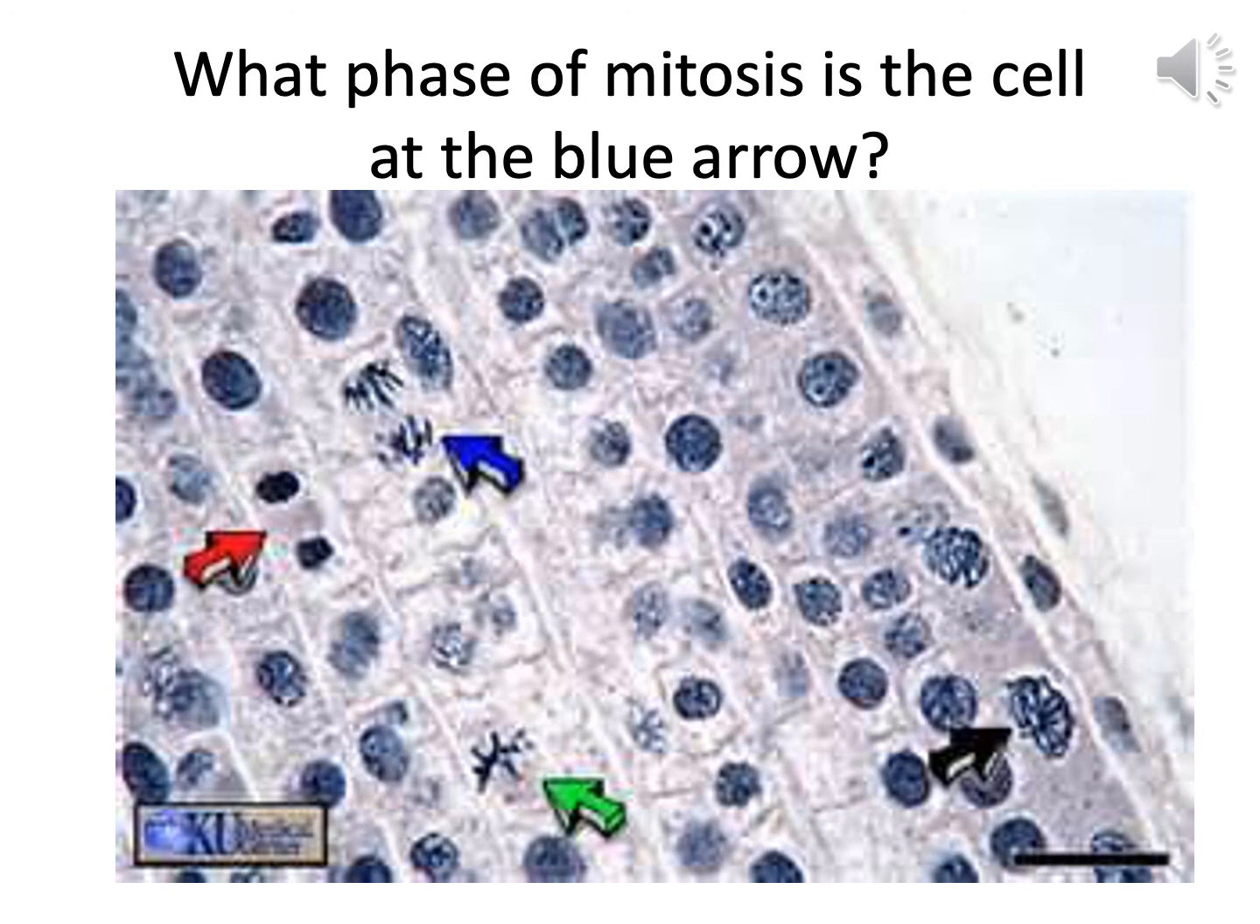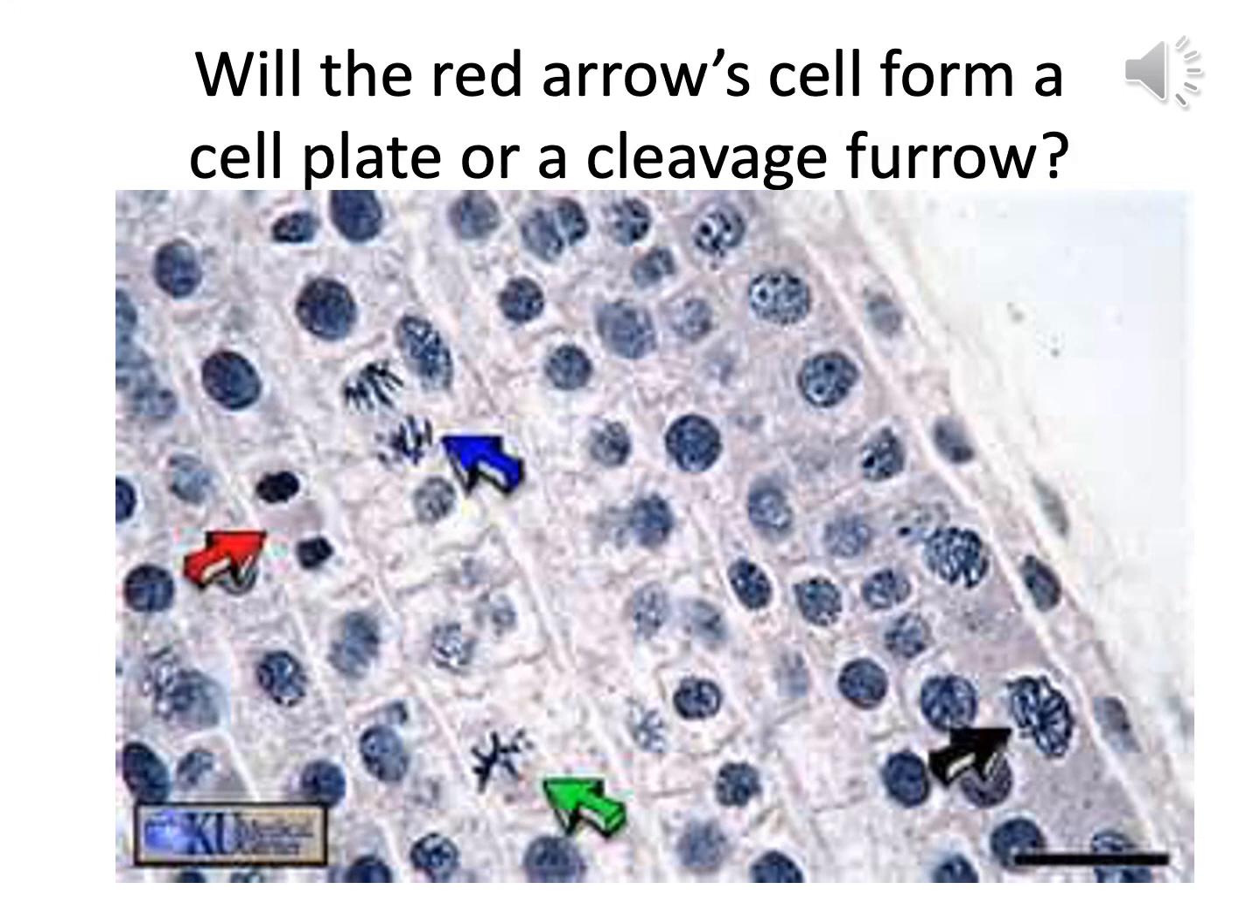On the bottom right-hand side, there is a black arrow that kind of blends in with all the rest of the cells. What phase of mitosis is that one? That's probably prophase, because you can see the blob. Will the red arrow cell form a cell plate or a cleavage furrow? We said it was telophase, but is it a plant or an animal cell? It's a plant cell. Plant cells are the ones that form a cell plate.